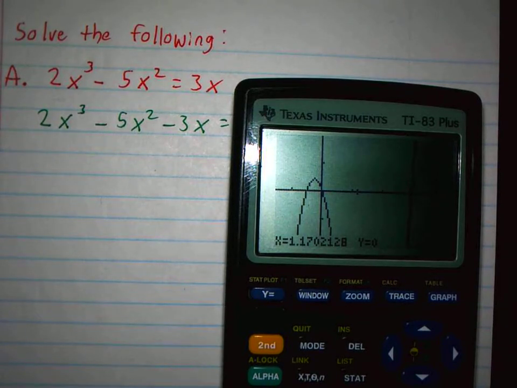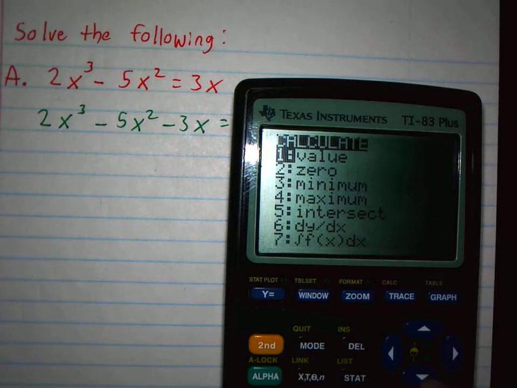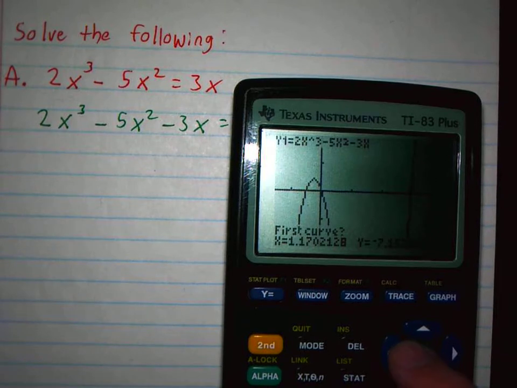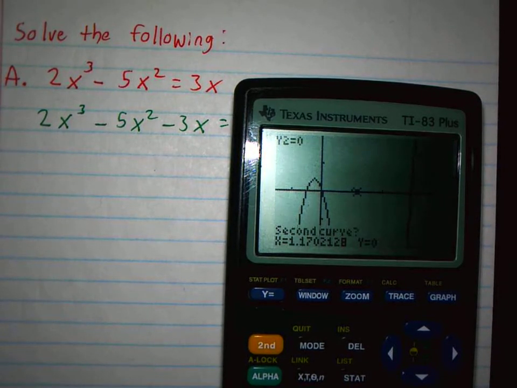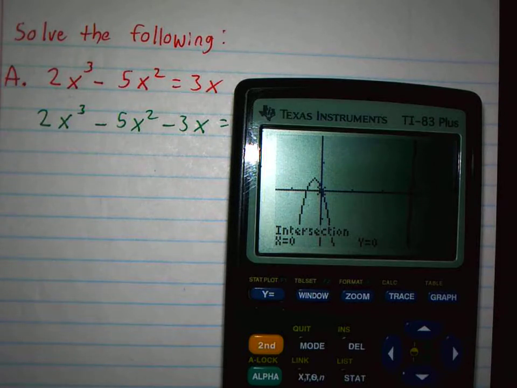Now to get the solution, you go second calc intersect. You go close to the solution you want and you hit enter 3 times. You hit second calc intersect again, this time going to whatever solution you're wanting next. So if I hit enter 3 times, it'll give me one of them. And it says one solution is 0, 0.